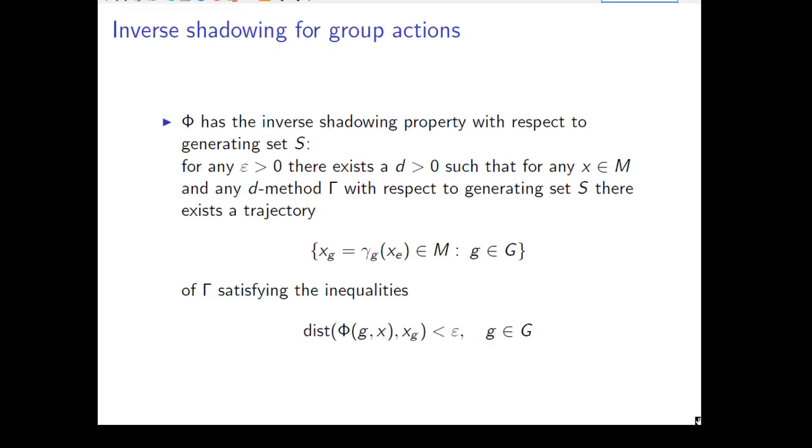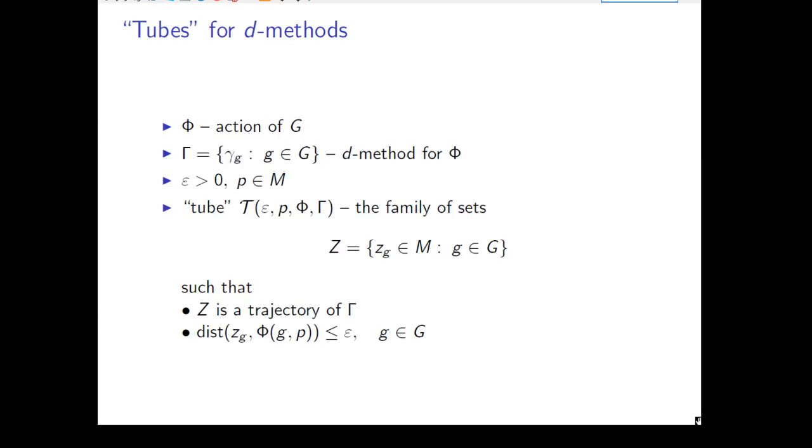For any positive epsilon, there exists a positive d, such that if I take any exact trajectory of a point x, and I take any d-method in this sense, then it produces a pseudotrajectory such that they are epsilon-close. And here I had to introduce something which doesn't have analogs. Maybe in a sense it has an analog. It is an analog of expansivity property.